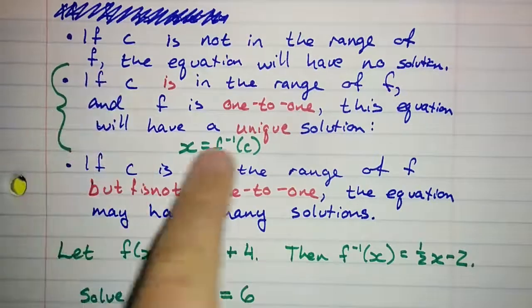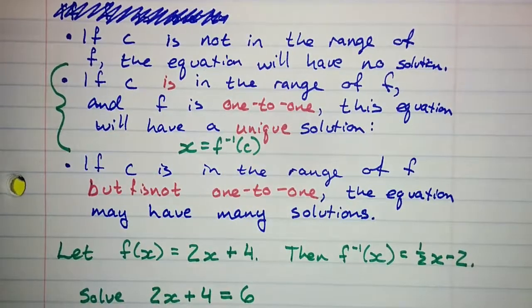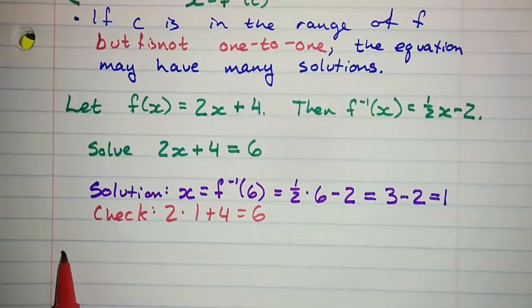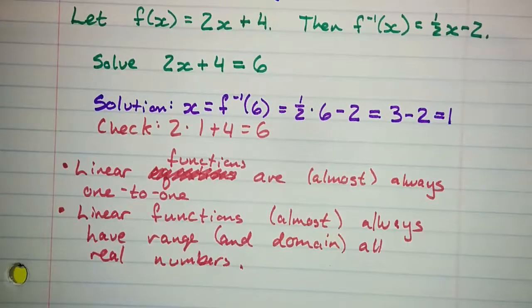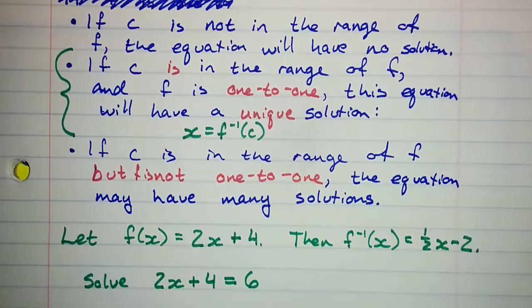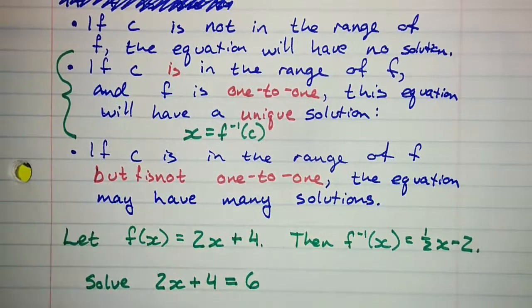So the second situation is what we're used to with linear equations. But then again, as we noticed earlier, linear functions are almost always one-to-one, and linear functions almost always have range and domain all real numbers. The exception to both of these is f of x equals just a number. So of course we're only going to see case 2.